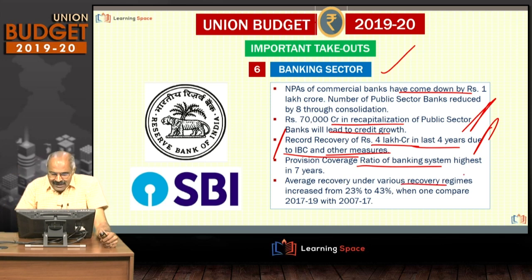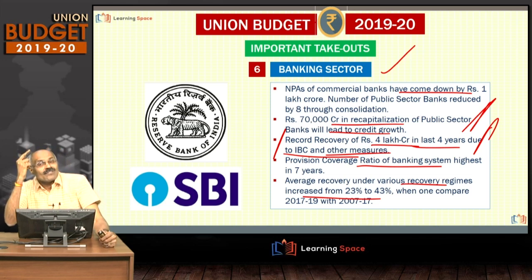Then average recovery under various recovery regimes. Previously it was 23%. Friends, now it increased to 43%, primarily due to the insolvency and bankruptcy code. That means if the loan has gone bad, if the loan value is rupees 100 crores, previously banks used to recover just 23 crores. Now that recovery increased to 43 crores. Right, friends, you can say the banking sector is coming on track, right?